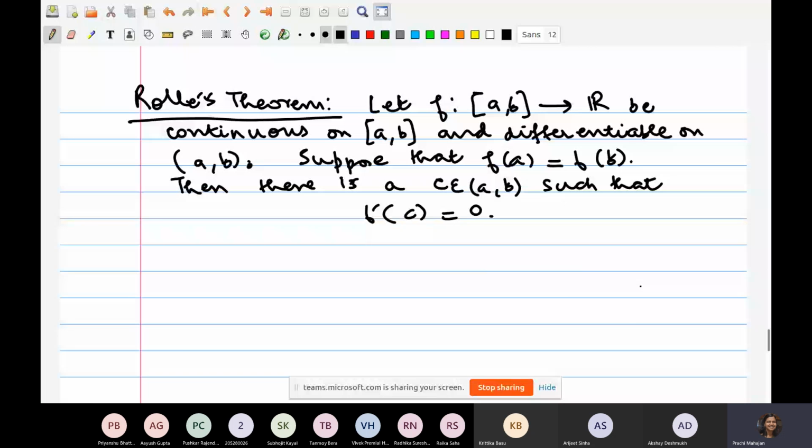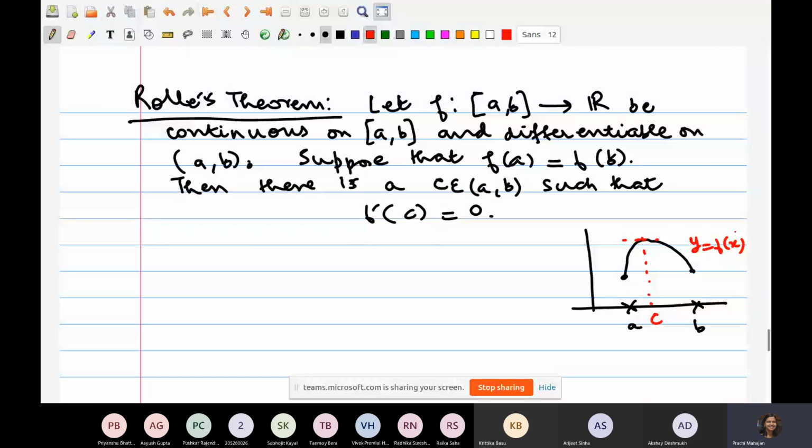So suppose this is the point A and this is the point B. If f(a) is equal to f(b), maybe the graph looks something like this. At some point in open interval ab, the slope of the tangent line to the graph is parallel to the line segment joining the endpoints of the curve. So in this case, it is going to be parallel to the x-axis, right?